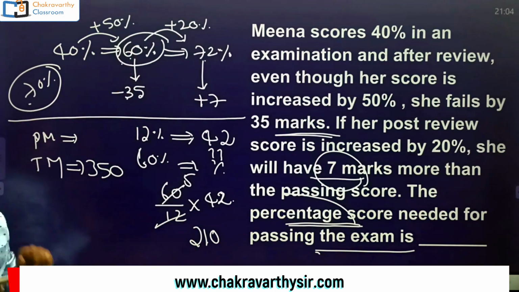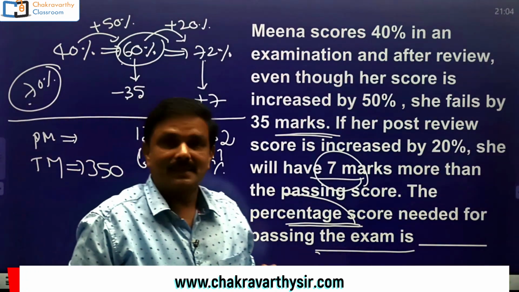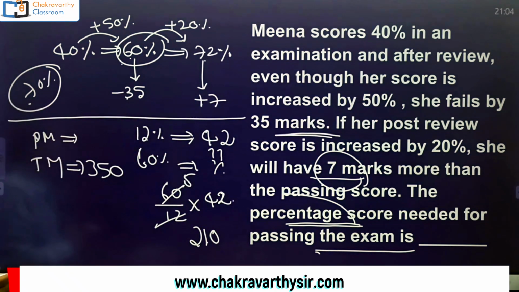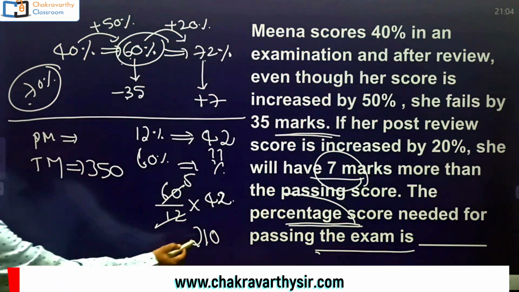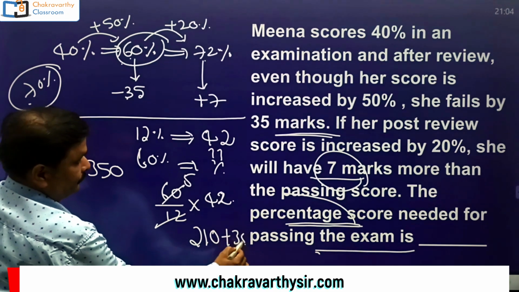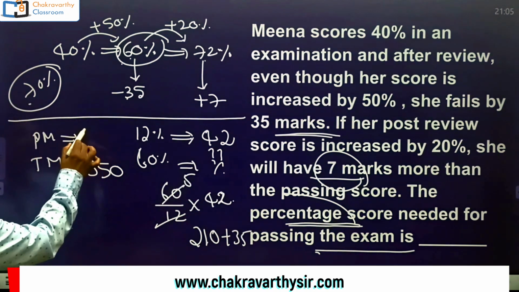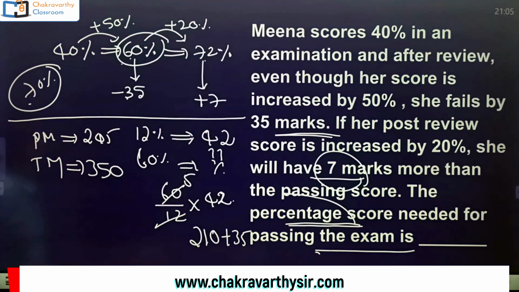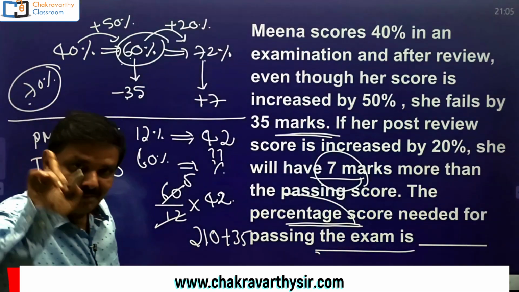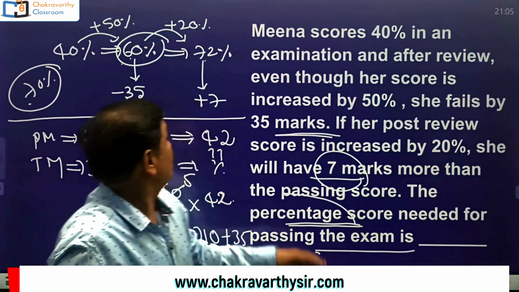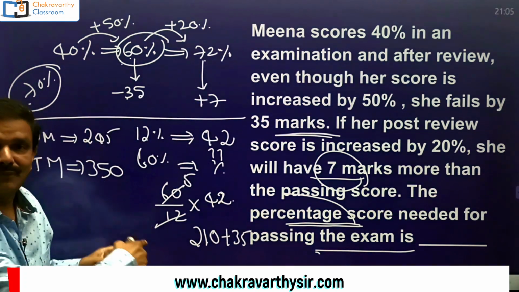But 60% is not sufficient for passing. She failed by 35. So what are the pass marks here? This is 210 plus 35, which is 245. Got the idea? This is the elaborated way. Please bear with me. I am going to teach you the shortcut here itself, but this is for the beginners.